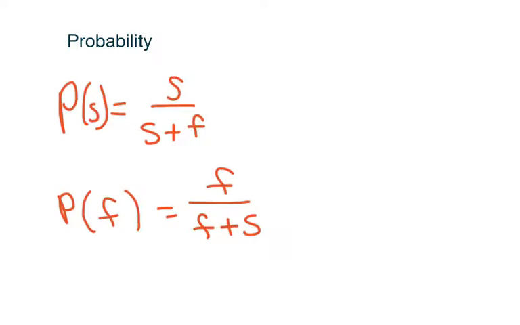Okay, this is just a little introduction to probability. The main thing you need to know is that the probability of a success is success over success plus failures. And the probability of a failure is failure over failure plus success. So it's just what you've already learned about probability, and this is the more formal way of stating it here.